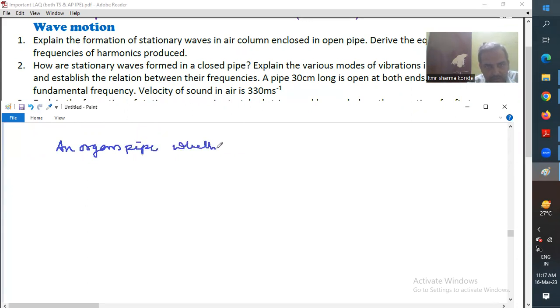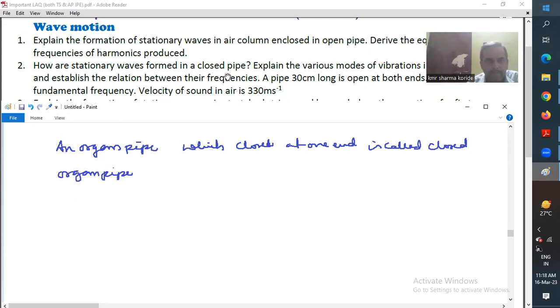First, the closed pipe. An organ pipe which is closed at one end is called a closed organ pipe.